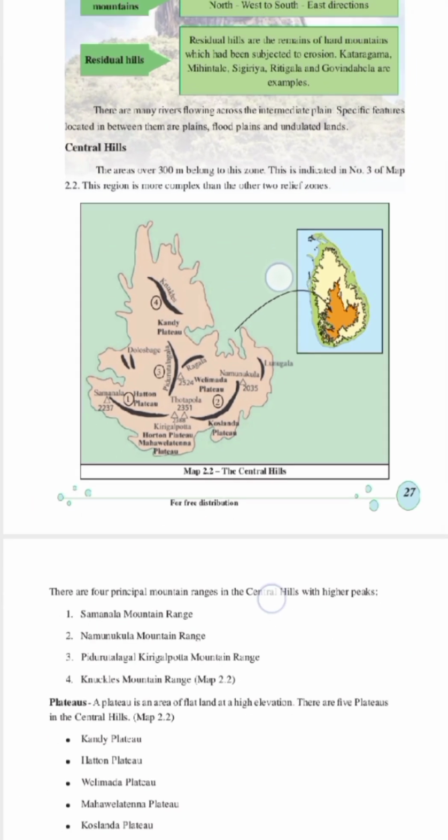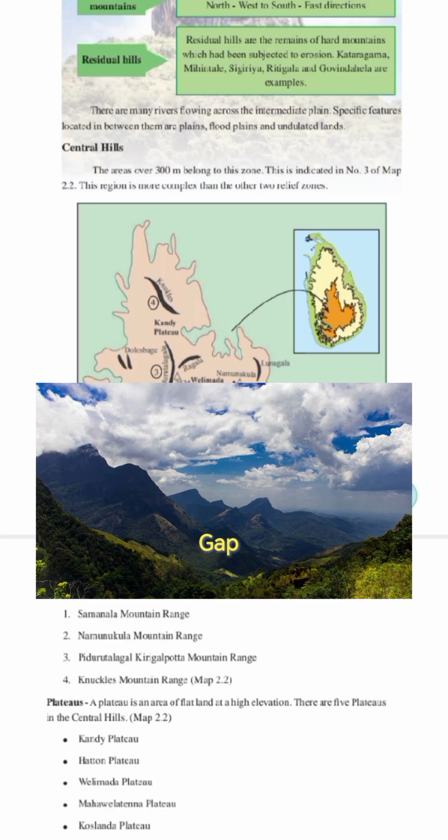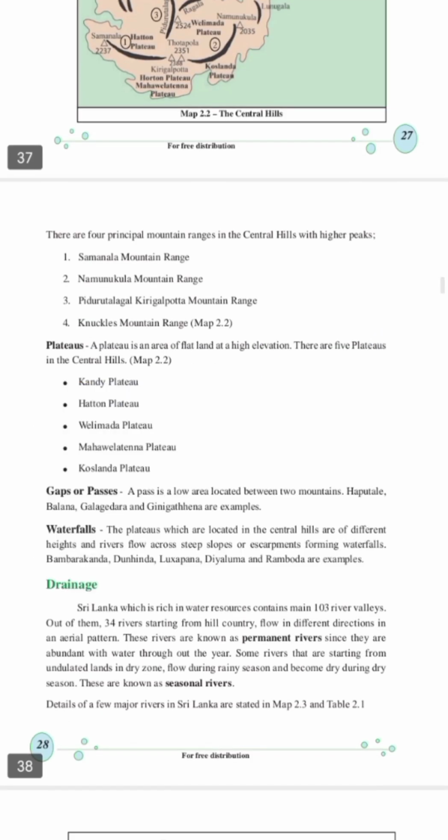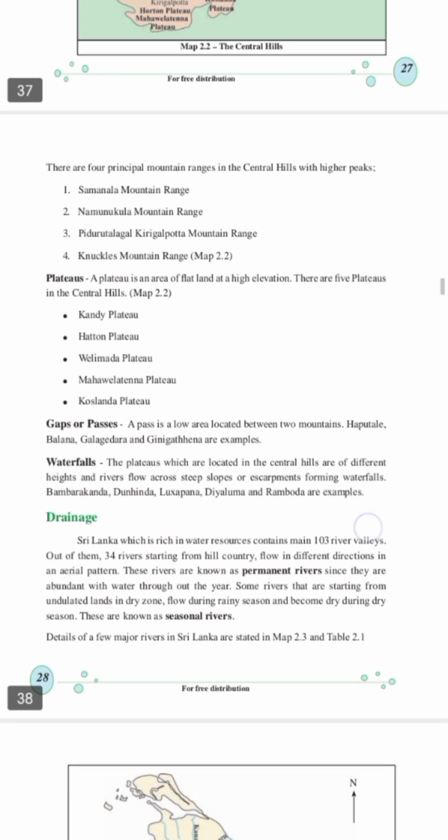And there are various kinds of topographical features: Kandy Plateau, Hatton, Valley Mudder, Horton Plateau, Coastland. Various kinds of topographical features we can see. There are four principal mountain ranges in the central hills with higher peaks: Samanala Mountain Range, Namanukula, Pidurutalagala Kirigalpotta Mountain Range, Knuckles Mountain Range.